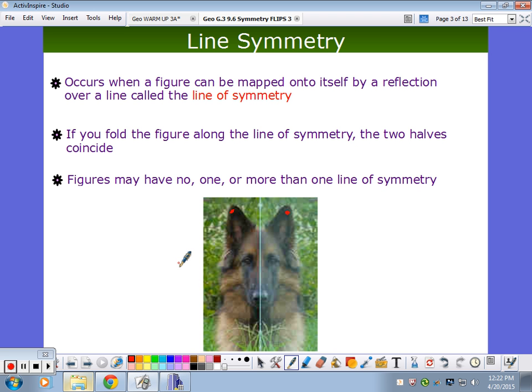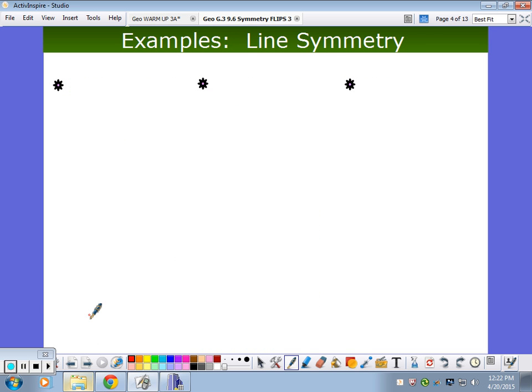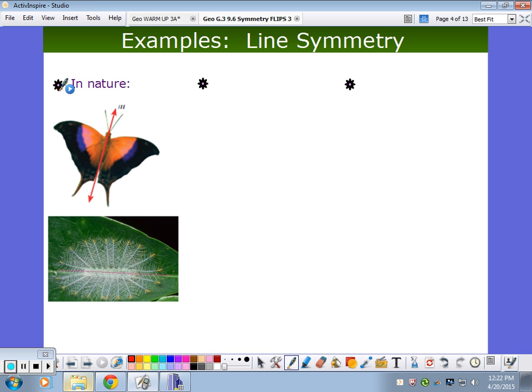You don't have to be symmetric, so some things are not symmetric at all. You can have 1 line of symmetry. You can have more than 1 line of symmetry, depending on the picture. Alrighty, so let's look at some examples of line symmetry.